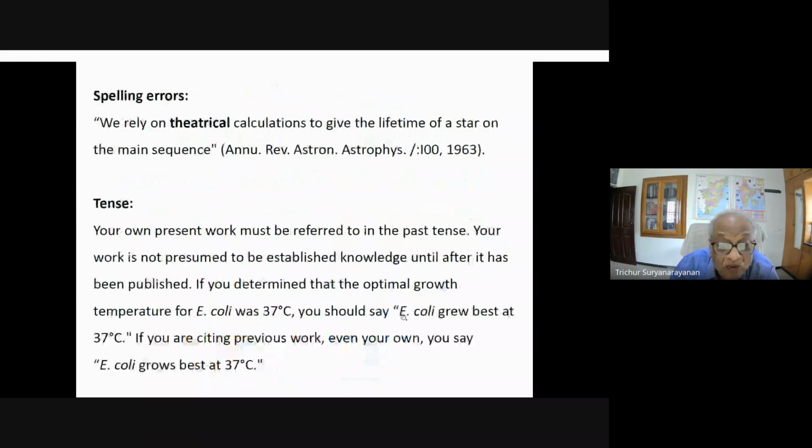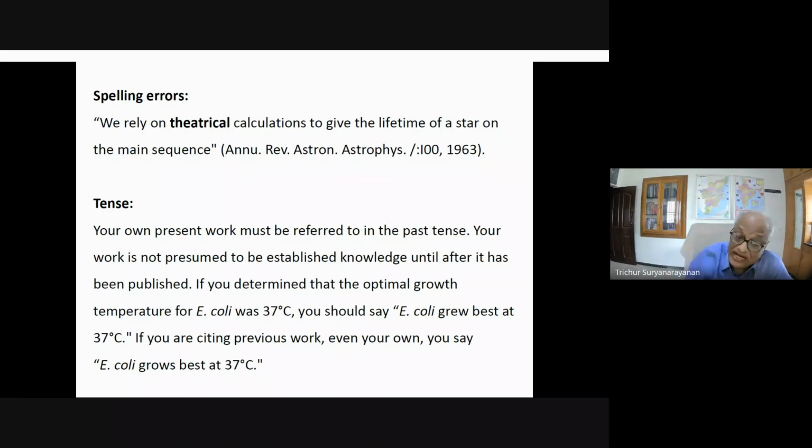So avoid such statements. Spelling errors. This is in Annual Review of Astronomy and Astrophysics in 1963. We rely on theatrical calculations. They meant theoretical. Then tense, past tense, present. Your own work, the present work which you are writing, must always be in past tense. Your work is not presumed to be established knowledge until it has been published. So it must be in past tense. If you determine that the optimal growth temperature for E. coli was 37, you should say E. coli grew best at 37 degrees C.